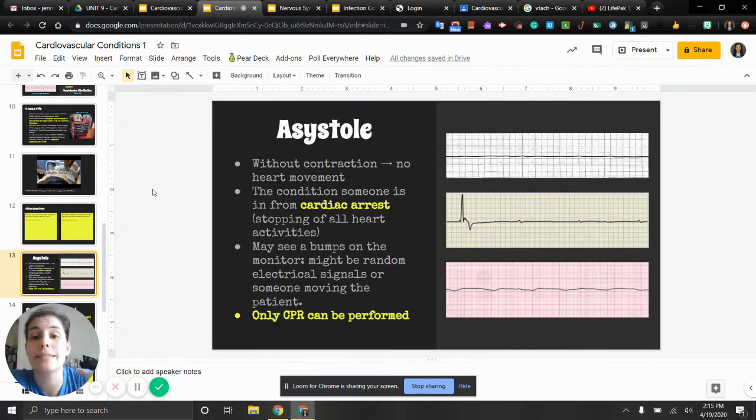Okay, so asystole is our last one that we're going to look at. And this is when somebody goes into cardiac arrest, this is what the rhythm looks like on the chart, which is asystole. So A means without, and systole is talking about a contraction. So it's literally without contraction or no heart movement. Okay. So this is a stopping of all heart activity. There is no electrical pulse going through the heart at all. Nothing is happening. It's just sitting there doing nothing.